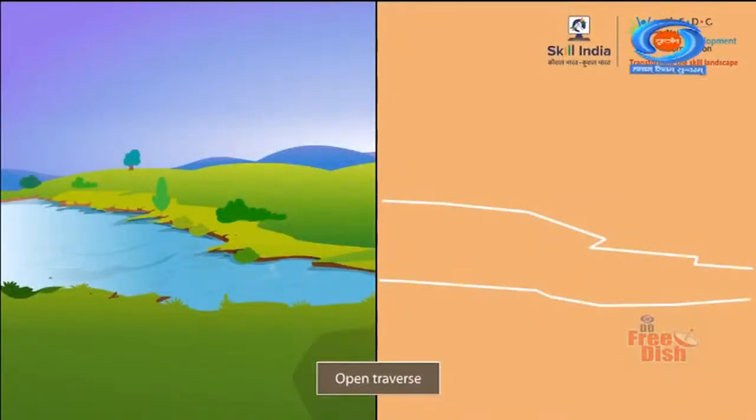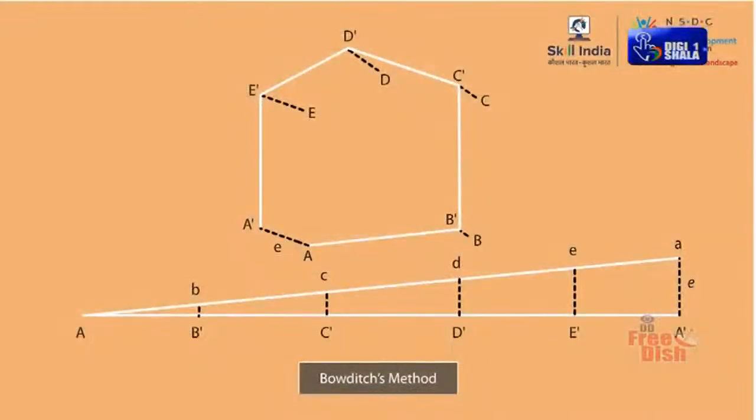When the connected lines form an unjoined pair along the ground feature, as in the case of a river or a road, it is called an open traverse. When the end of the last line of a closed traverse does not exactly meet the starting point of the traverse plotted on a map or plan, it is called a closing error. To rectify closing errors, some compass traverse adjustments, such as Bowditch's method, are applied.